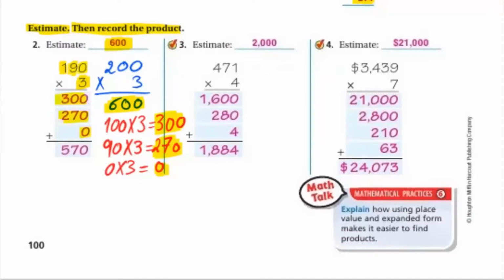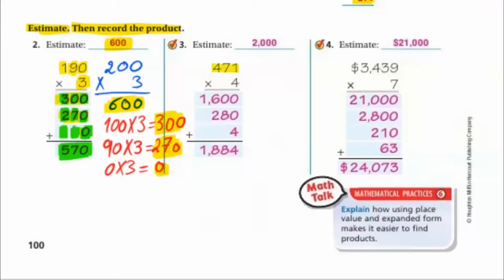Okay, let's add them together. 0 plus 0 plus 0 equals 0. 0 plus 7 plus nothing here, so it will be 7. 3 plus 2 plus nothing here, it will be 5. So our answer here is 570. Okay, let's move to the next one.